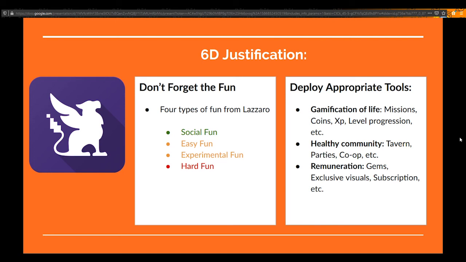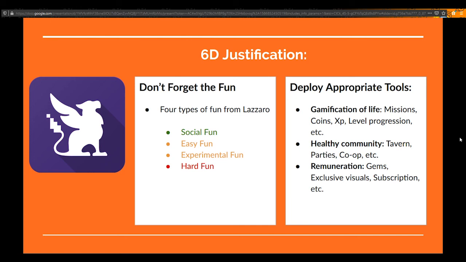By deploying the appropriate tools in order to complete the main goals of the app, it is important to combine all these previous components that I talked about. And in this case, the gamification of life is accomplished by transforming the tasks, habits, and to-dos of the user into missions that will reward the player with coins and experience, and then upgrade their avatar.